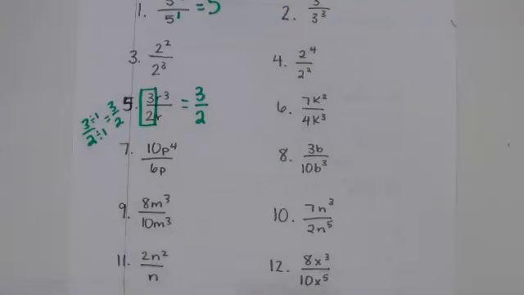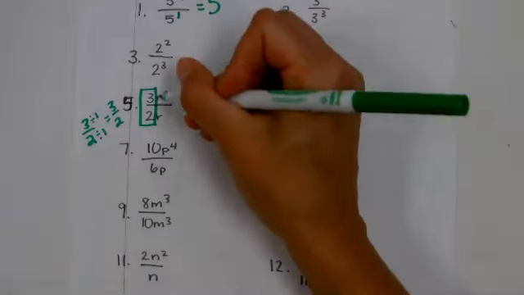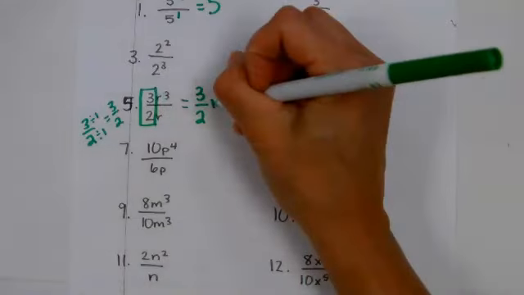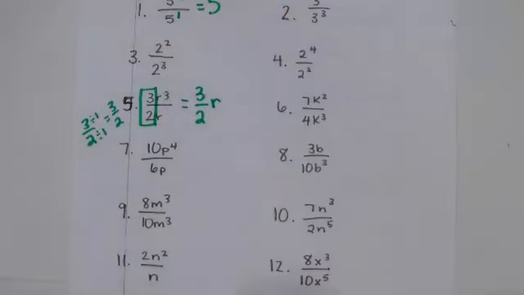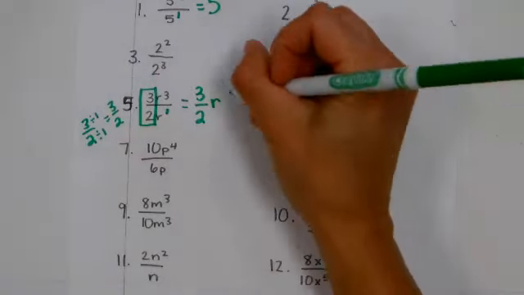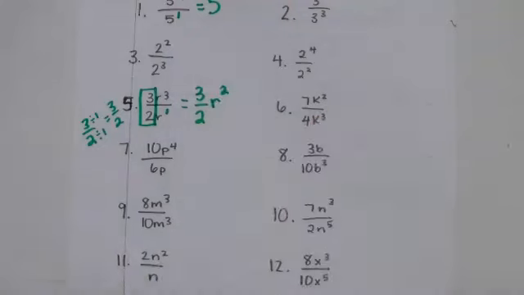Then I'm going to move on to the next. So I have an r and an r. So I'm going to keep r in my answer. Remember, there's a hidden 1 there. So 3 minus 1 gives me 2. And that is going to be my final answer for number 5.